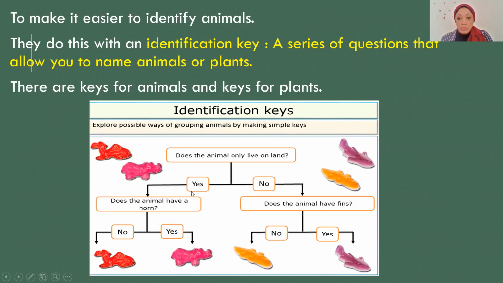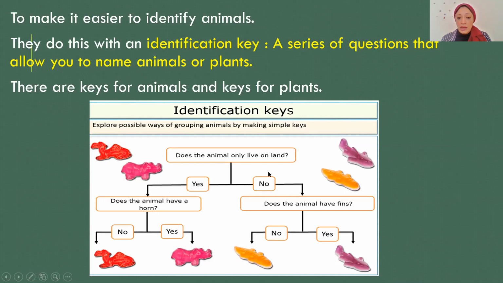If I have here a group of living organisms, we will start with a question. For example, does the animal only live on land? This is the first question. The answer to the question should be yes or no. If it is yes, I will ask another question. Does the animal have horns, for example? The answer also should be yes or no. If yes, it will be this animal. If no, it will be this animal.